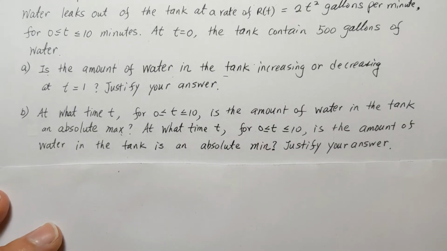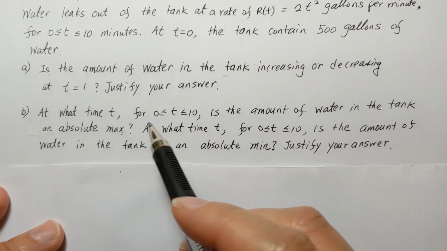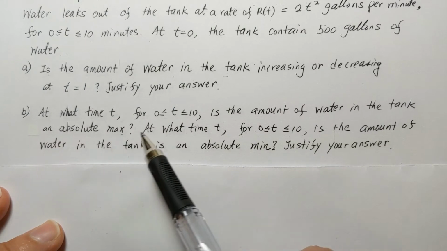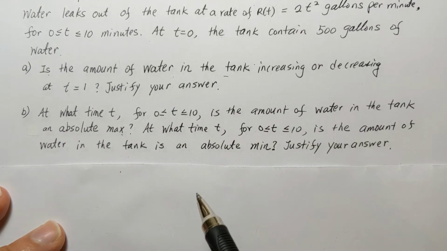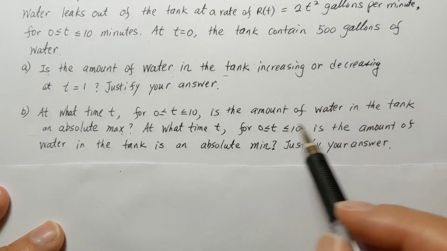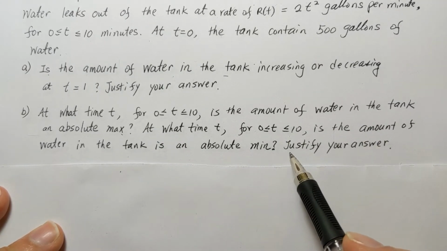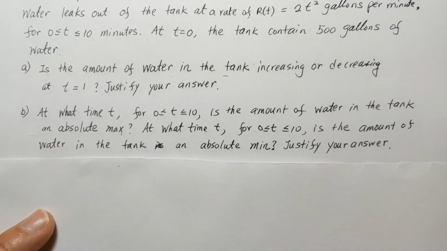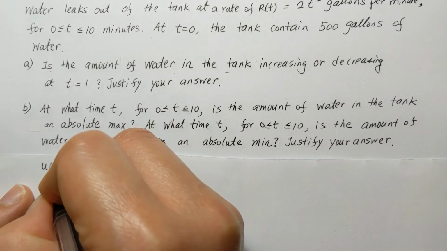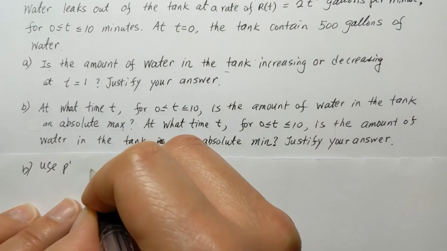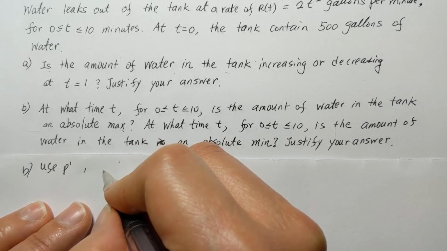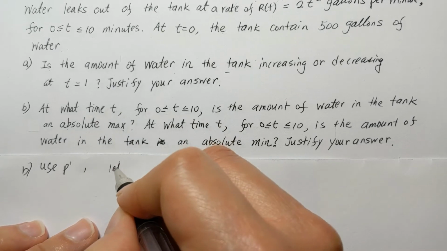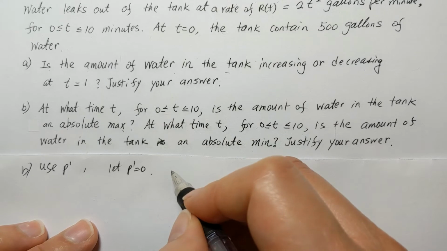Now let's take a look at part B. At what time t, and t is between 0 and 10 inclusive, is the amount of water in the tank an absolute max? And then at what time t is the amount of water in the tank an absolute min? Justify your answer. So now we are going to use P prime.